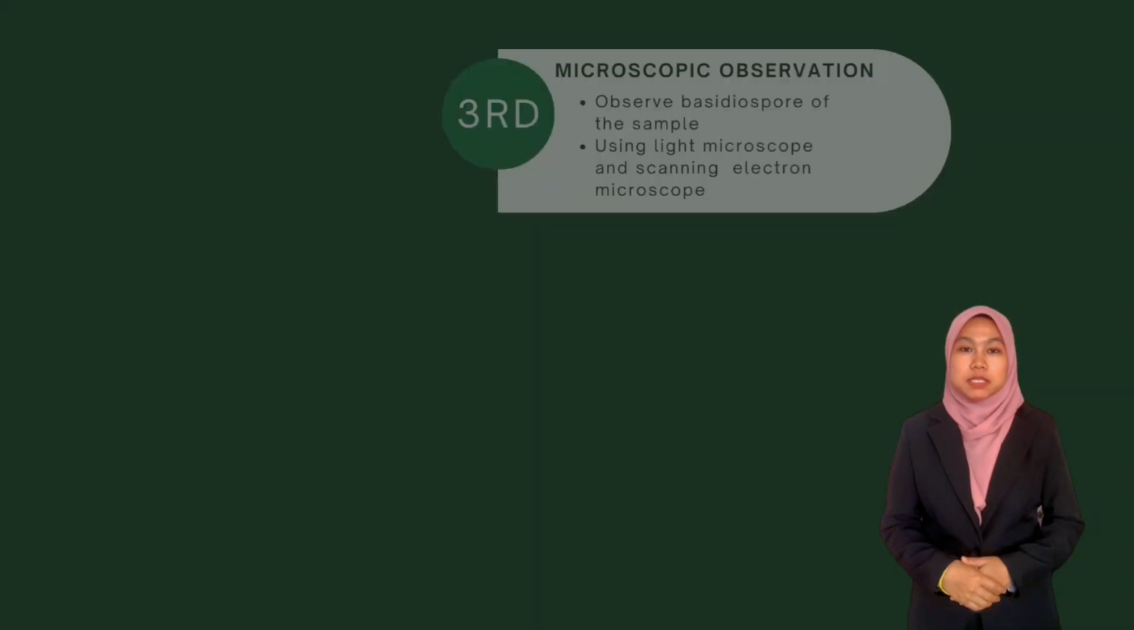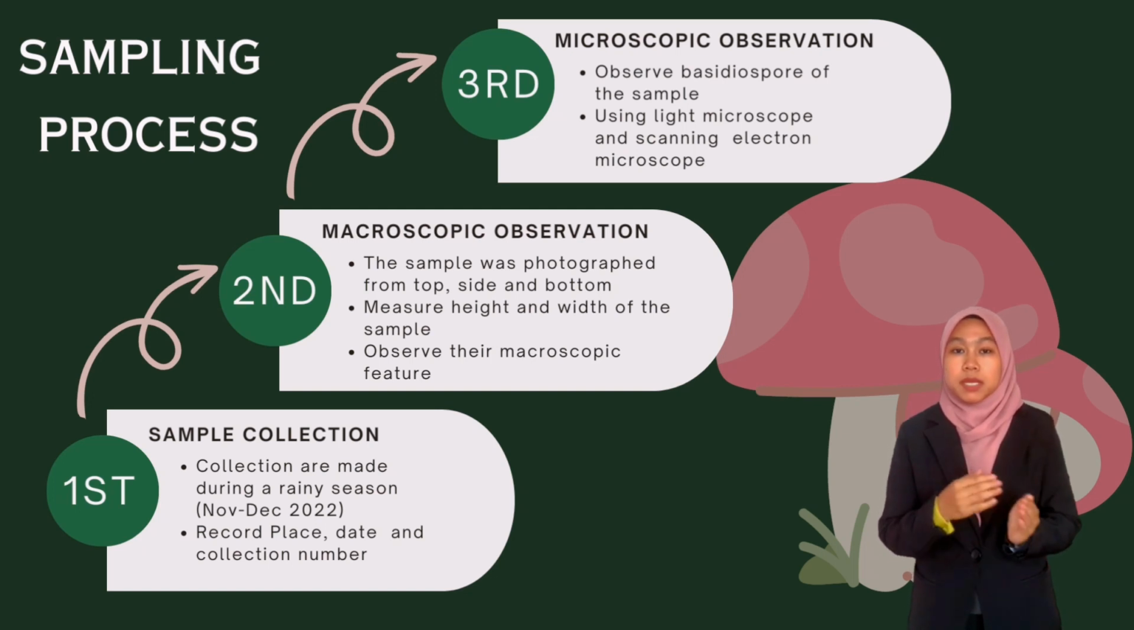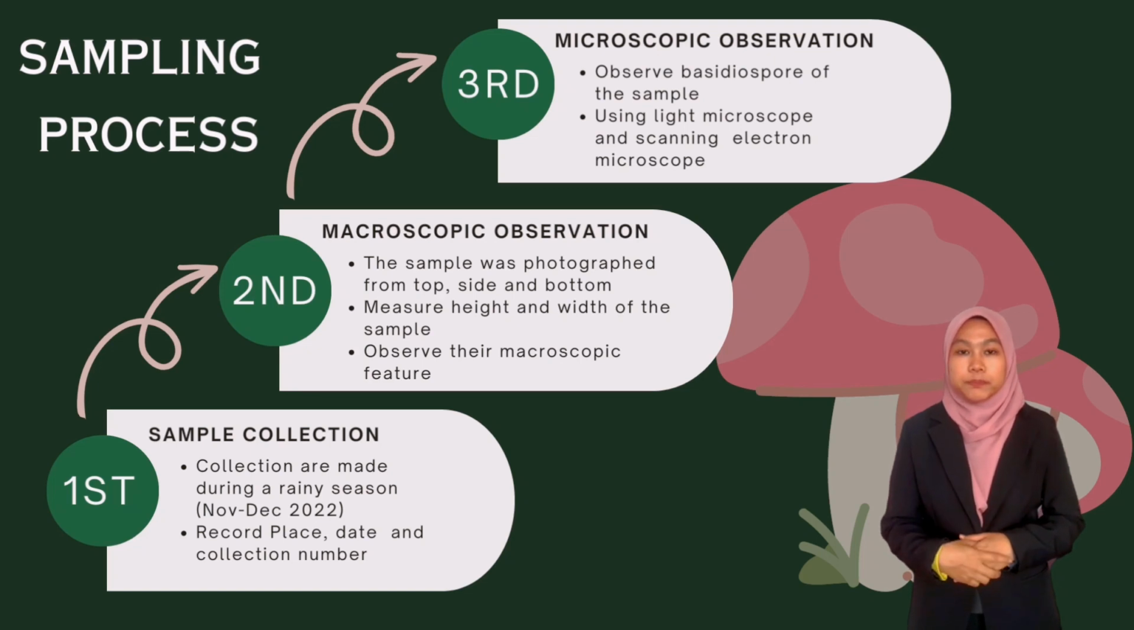For the sampling process, the first step is the collection of specimen. The specimens were collected in Tengku Anis Recreational Park, Alfursan Recreational Park, and Pantai Indo during the rainy season, specifically in November and December 2022, which is last year, and also the wettest months of the year with massive amounts of rainfall. Samples were placed into a paper bag that is labeled with crucial information such as place, date, and collection number.